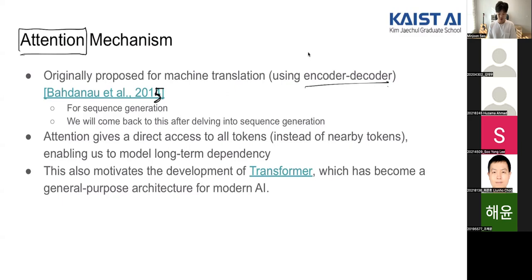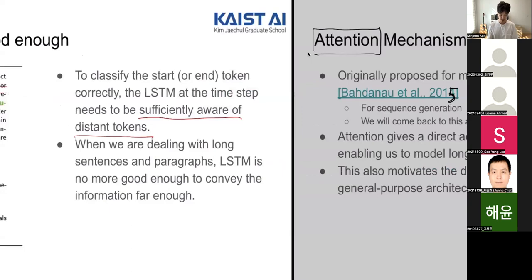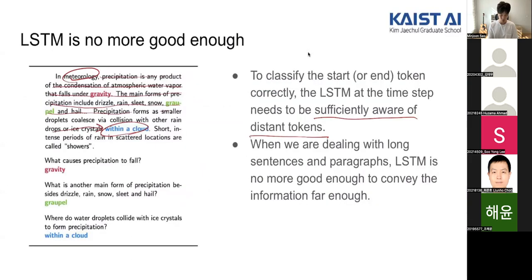We'll get back to this later, but at this point it's good to know that the attention mechanism allows you to basically make direct access from one word to a distant word. And that shortcut basically gives a lot of power.